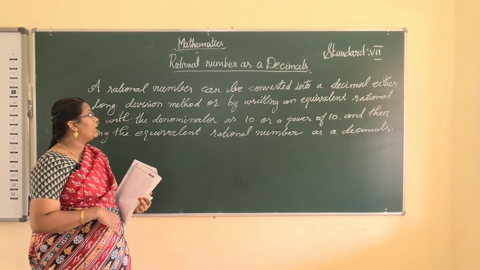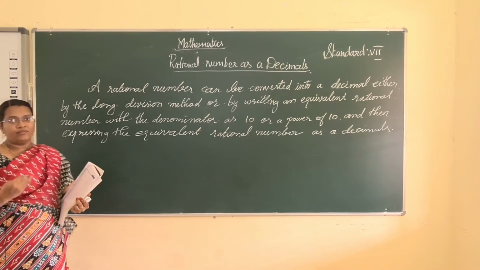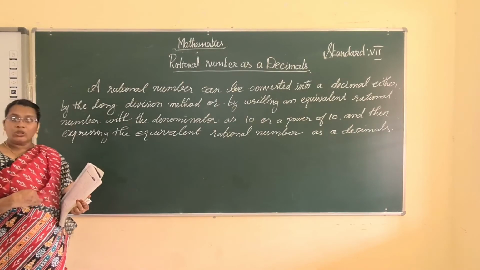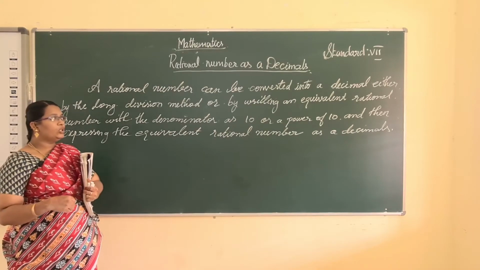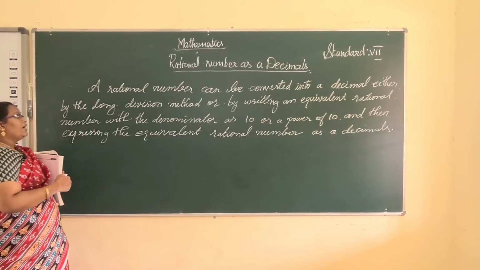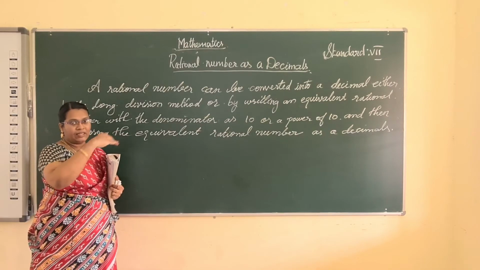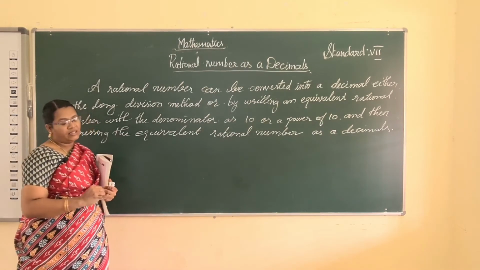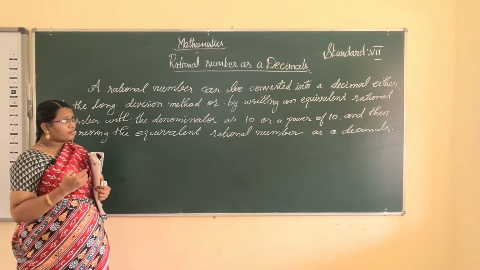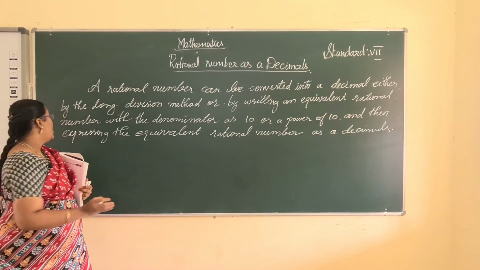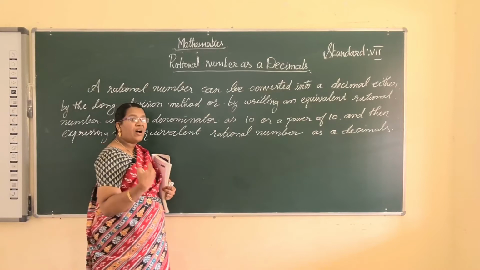Today we are going to learn about rational numbers as decimals, and how to convert a rational number to a decimal. A rational number can be converted into a decimal either by the long division method, as usual the division algorithm method, or by writing the equivalent rational number with the denominator as 10 or a power of ten.